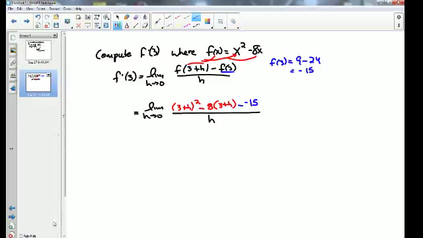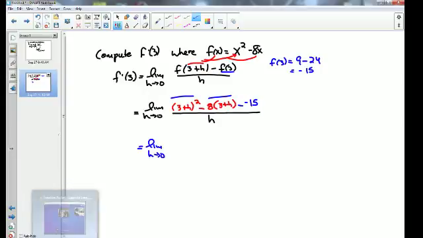What's f of 3? Negative 15. It's 3 squared minus 8 times 3. And then you distribute the 8. Now we have some algebra. You have to FOIL here and distribute here. The h is just h. We're going to cancel it out eventually. Here's the goal: we get rid of it, because we don't like zeros in the bottom.